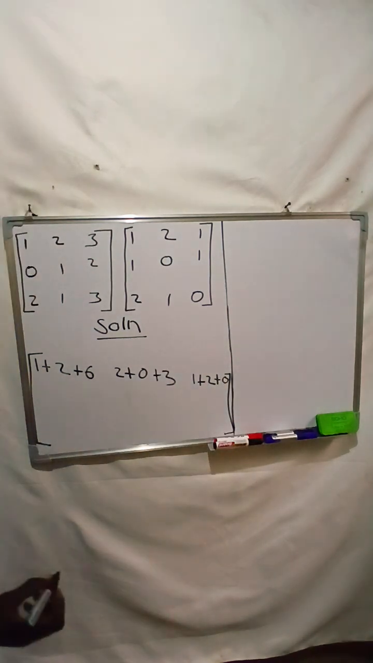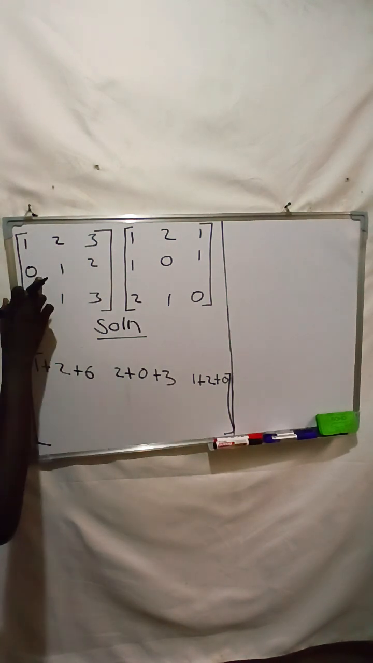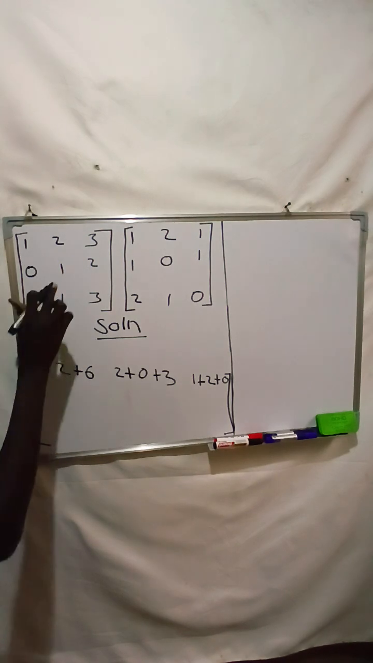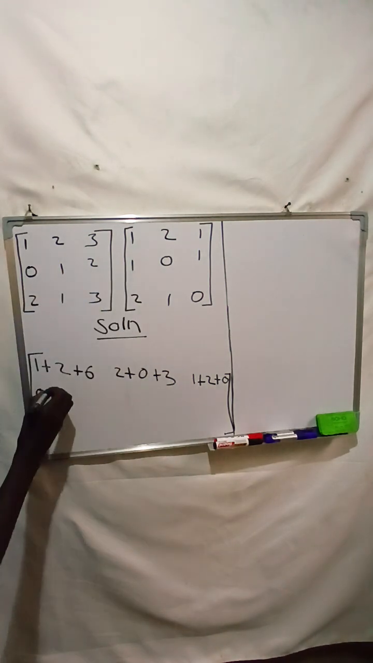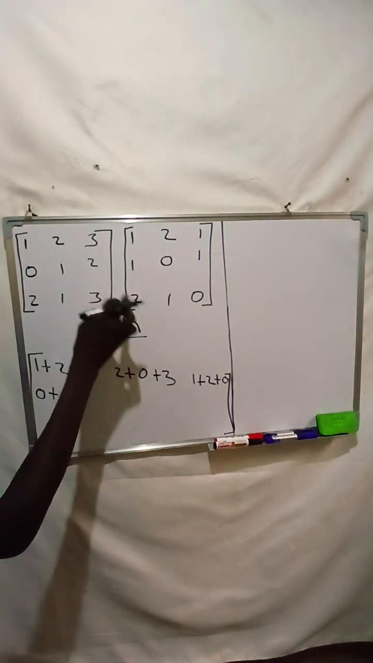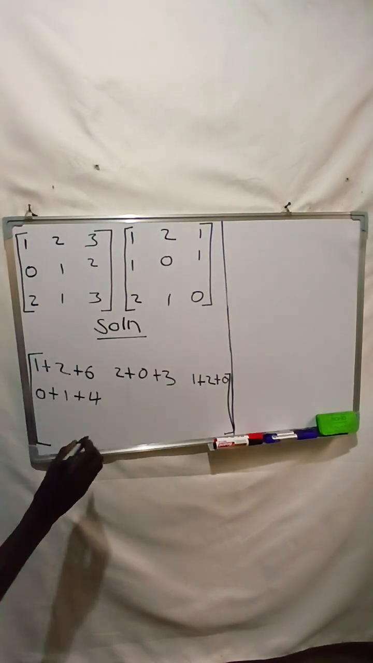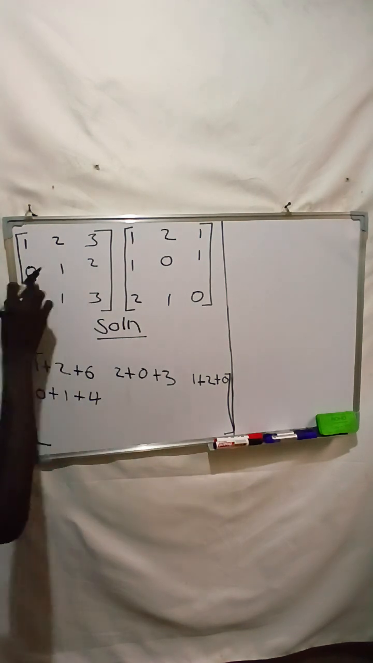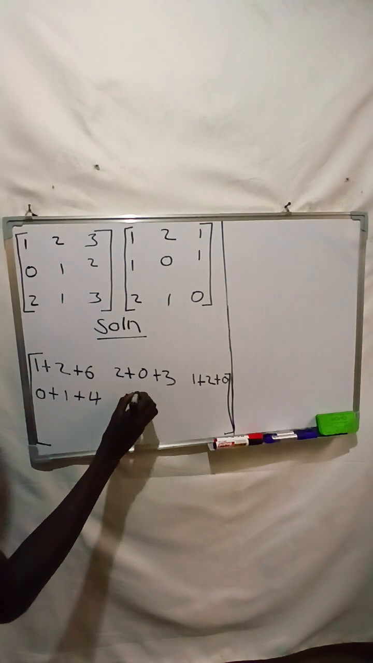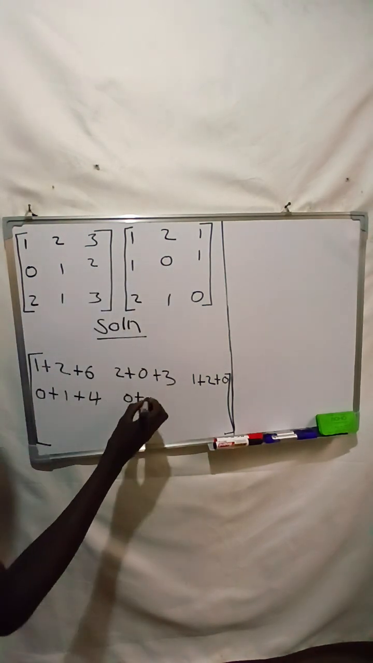Now, what next is, now let us have 0 multiplied by 1. I think we're getting 0, right? 1 multiplied by 1, we're getting 1, okay? So here we're having 2 multiplied by 2. I think we're getting 4, right? Plus 4. All right. How about 0 multiplied by 2 here? I think we're getting 0 plus. How about 1 multiplied by 0? I think we're getting 0.